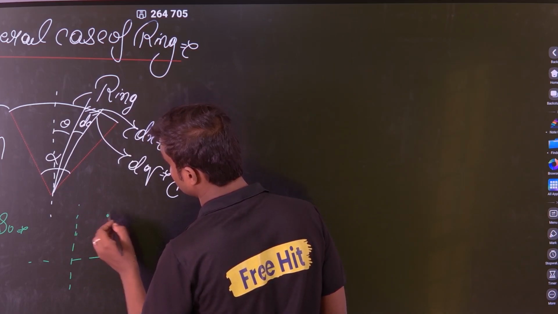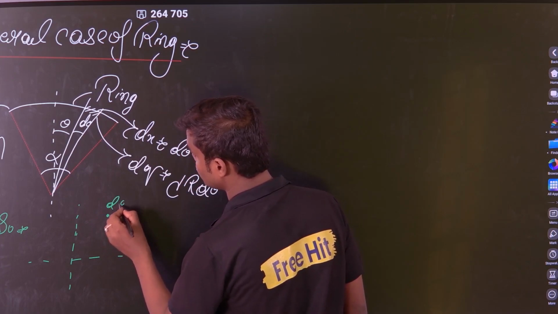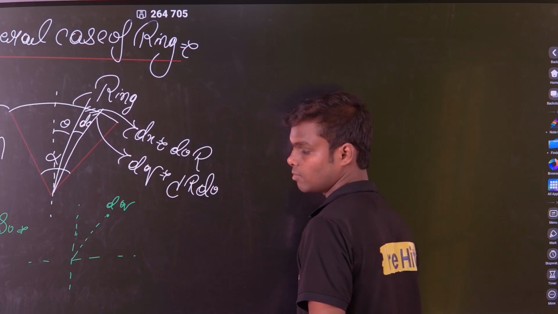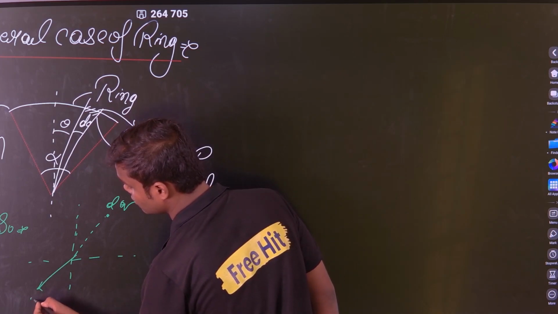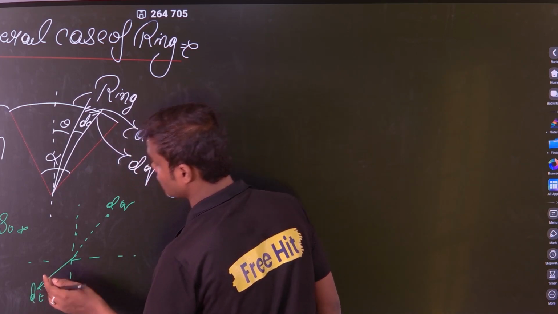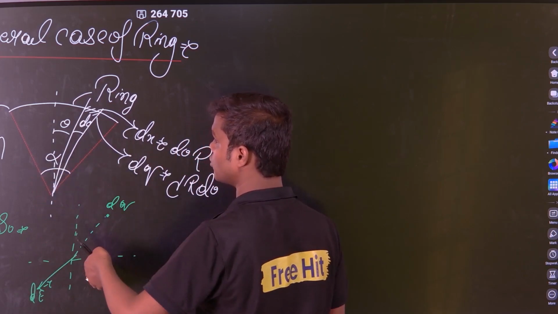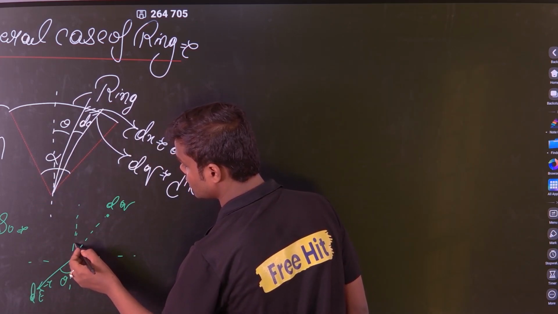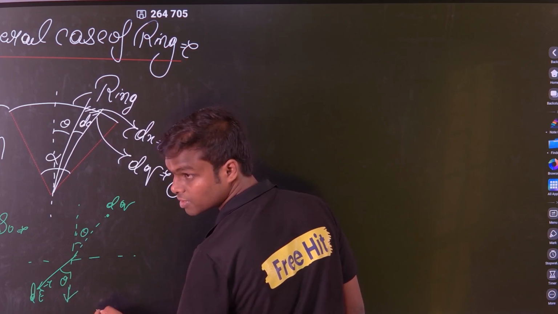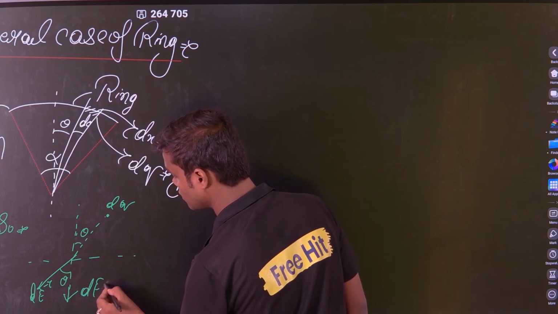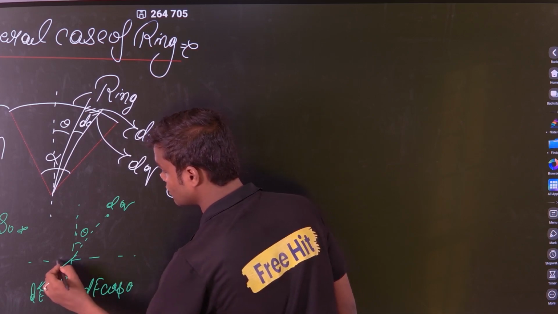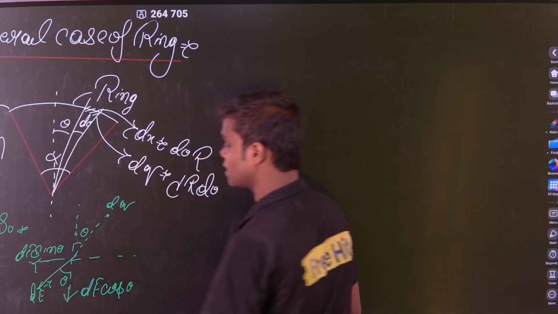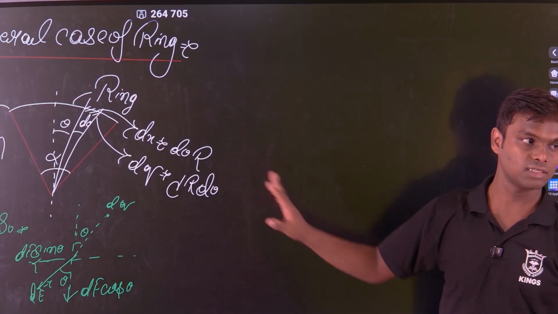Suppose this is my small charge, dq, and this is my point, and there is an electric field dE. So there will be components, cos theta and sin theta, correct? This angle will be theta, so there will be two components. This component is dE cos theta, correct? And this component will be dE sin theta, correct? So we will have two components, dE cos theta and dE sin theta.